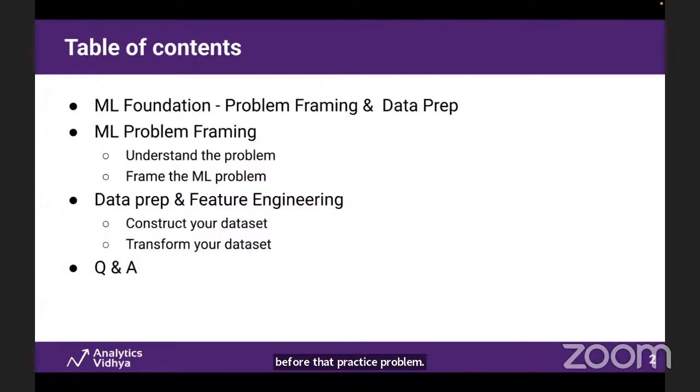So what we're going to cover today is the ML foundation, how we can do the problem framing, and the steps for data prep. Within the ML problem framing, we will be discussing understanding the ML problem and framing it, and then what goes into data prep and feature engineering, in which we will cover what considerations we should have in constructing the data set and transforming our data set.